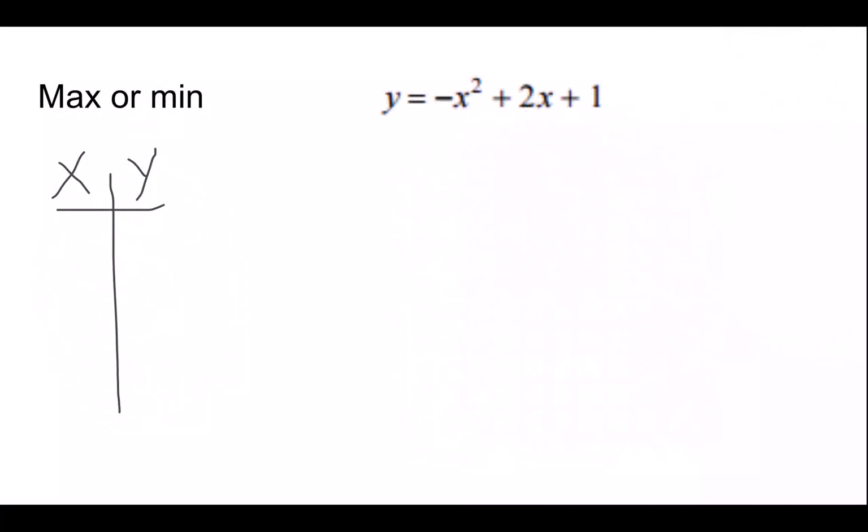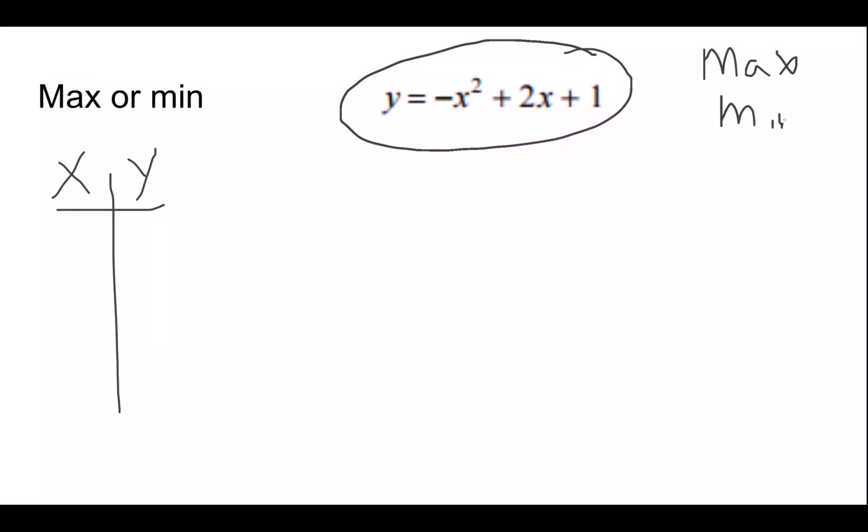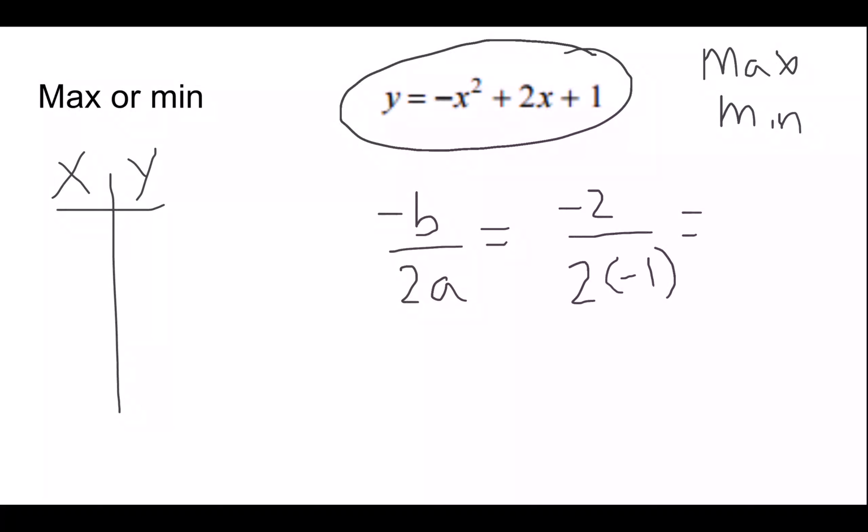Let's do one more example. Again, we have this function right here, and to start out we're going to find the vertex, because the vertex is either going to be the max or the min in this situation. So we have to find the vertex, and I'm going to do negative b over 2a to find the x value. So it would be negative 2 over 2 times negative 1, which would give me a positive 1. So my x value is a positive 1.